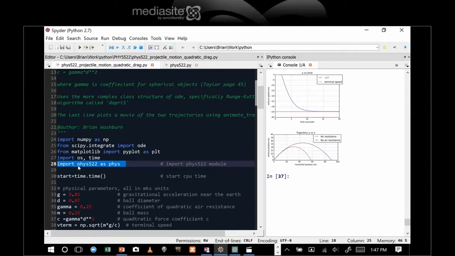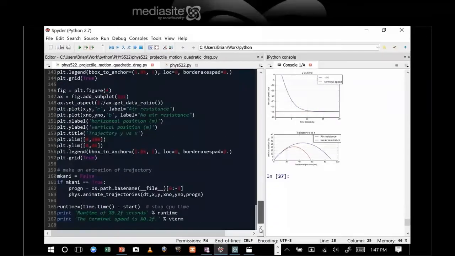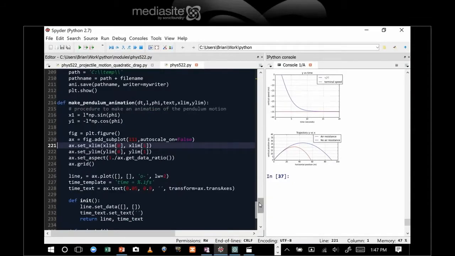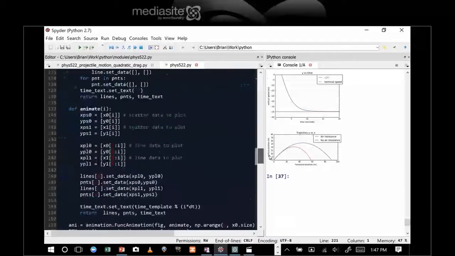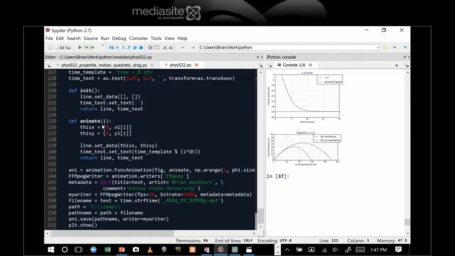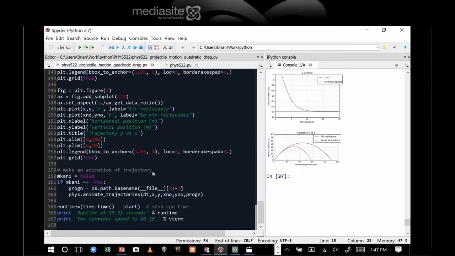Phys is an alias I give the library. I basically say import phys 522 as phys. That's my library, and there's a bunch of fun stuff in here which we're going to use throughout the semester. You don't need to know how this stuff works. Just use it. What I have here is a statement so that every time I run it, I don't have to plot it. Sometimes when I want to plot it, it will plot it and then save it to a file, and the file location I save it to is right there.